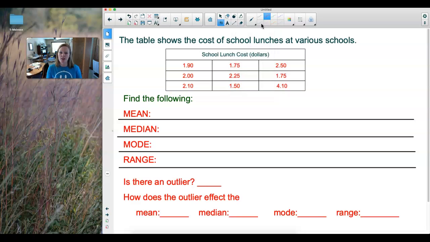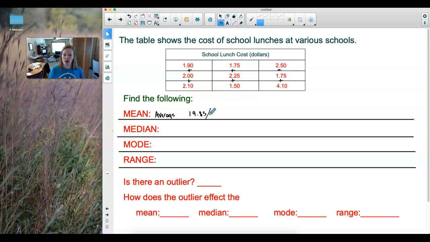Okay, so in this particular table, we have the cost of school lunches at various schools, and the costs are all listed here. Okay, and it says to find the following. Now we're going to start by finding the mean, and remember, mean is an average. Okay, so what I noticed that some of you did is you did a really good job of adding all of these numbers together, and when you add all of this up, you end up getting $19.85. Now, $19.85 is not the average price of a lunch, okay? What we have to do then is divide by how many lunches there are.